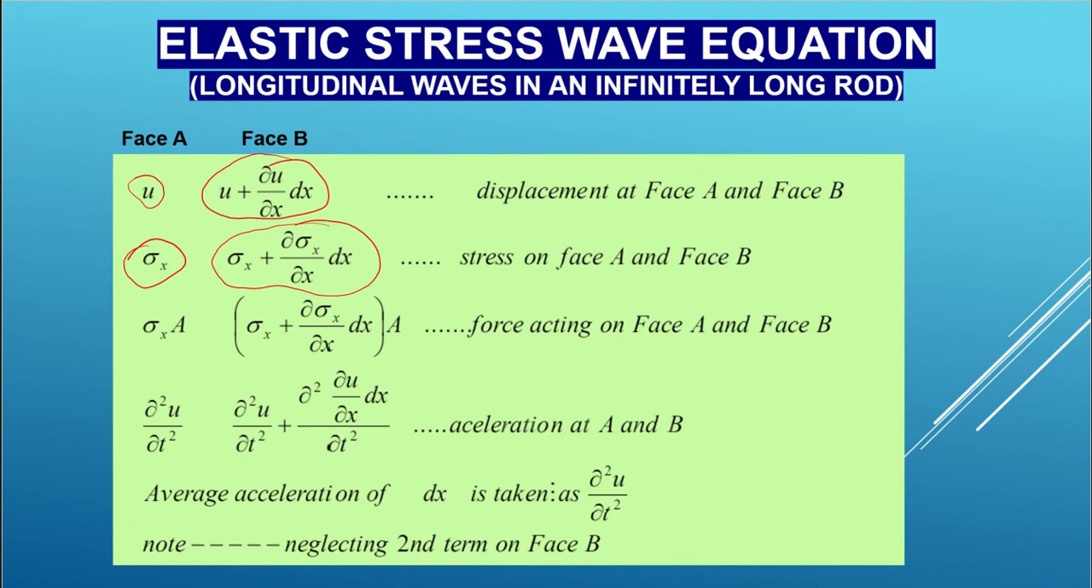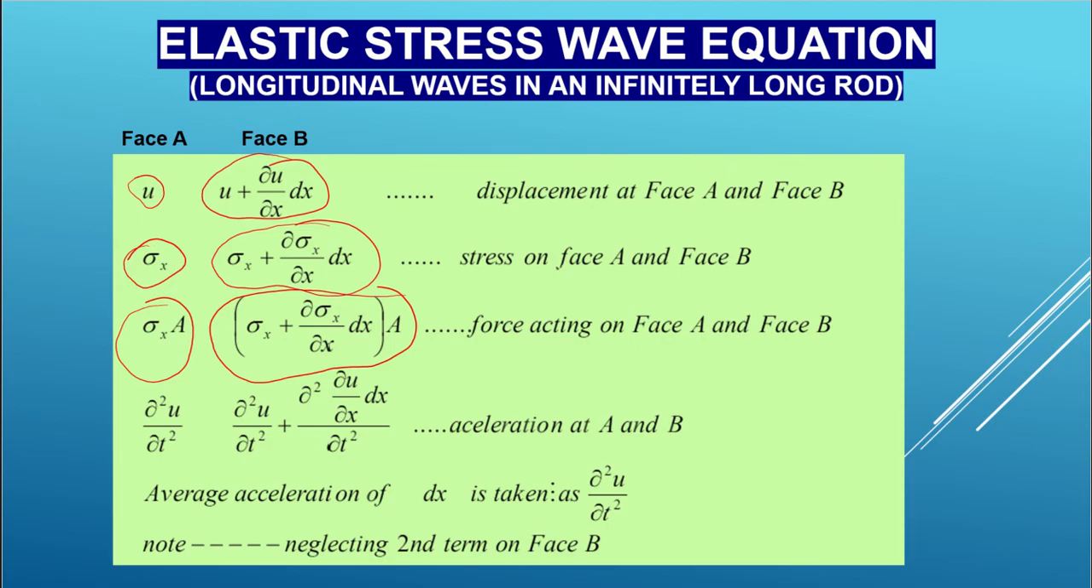Next we need to find out the force. If we know stress, by multiplying stress with cross section area we get force. So sigma x into A gives the force at face A. Similarly, sigma x plus dou sigma by dou x into dx, into A, gives the force acting on face B. And acceleration is nothing but change in velocity divided by time.